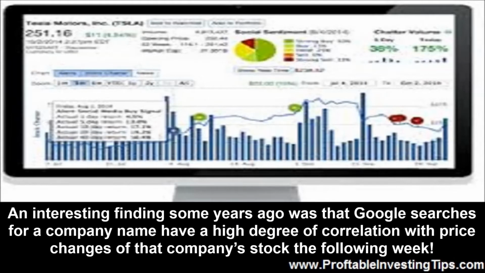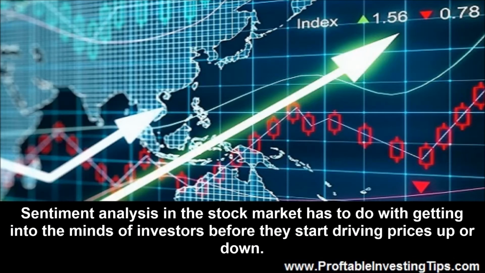An interesting finding some years ago was that Google searches for a company name have a high degree of correlation with price changes of that company's stock the following week. Sentiment analysis in the stock market has to do with getting into the minds of investors before they start driving prices up and down.